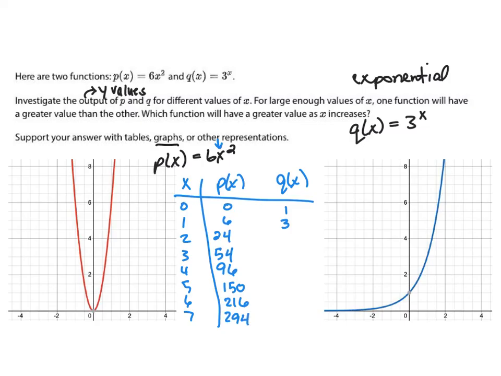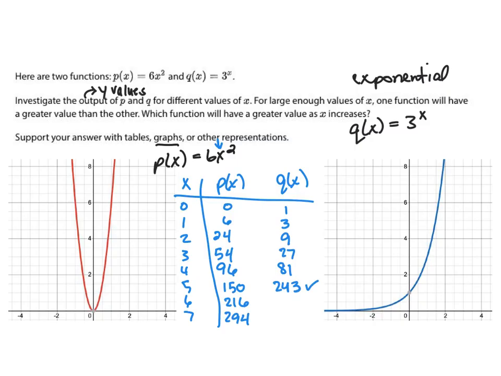Okay, so it grows pretty well, but let's see how the exponential one grows. So if I plug in 2 for q of x, it's 3 squared. I plug in 3 to the third power. P of x is still bigger. Plug in 4, 3 to the fourth power. P of x is still bigger. 5, 3 to the fifth power.